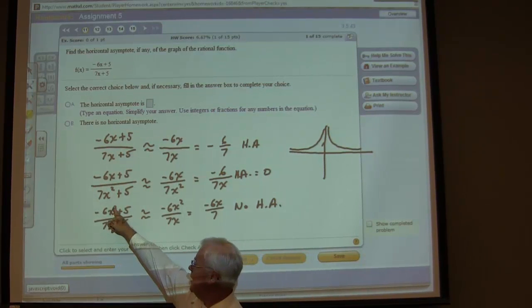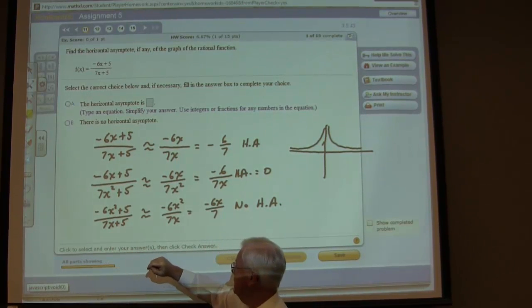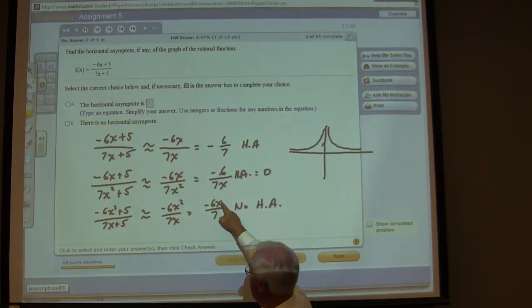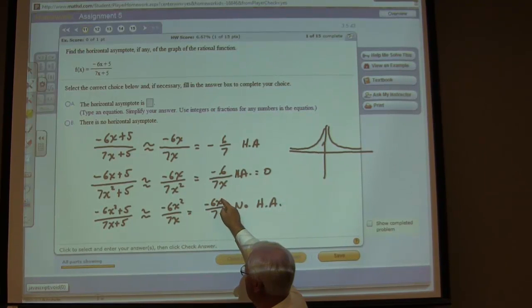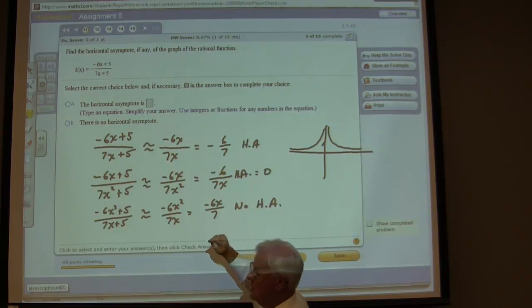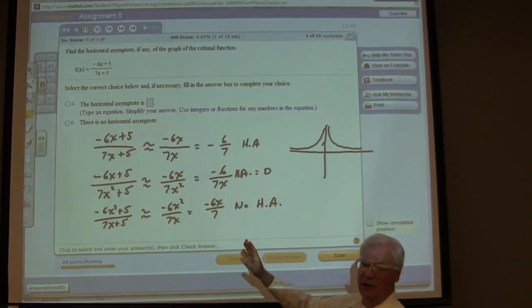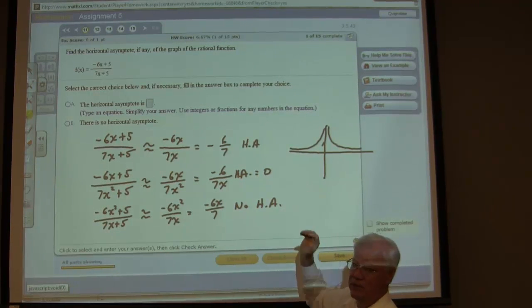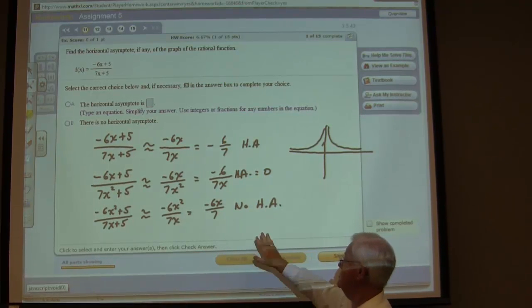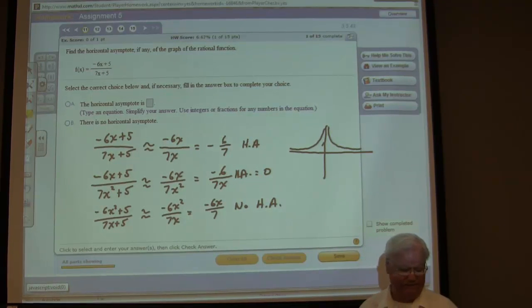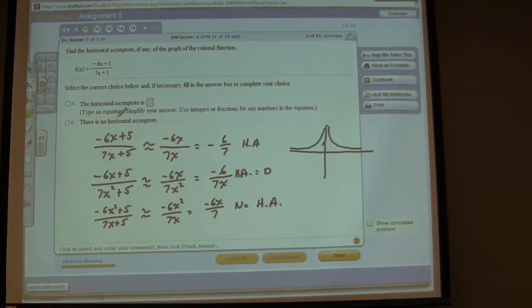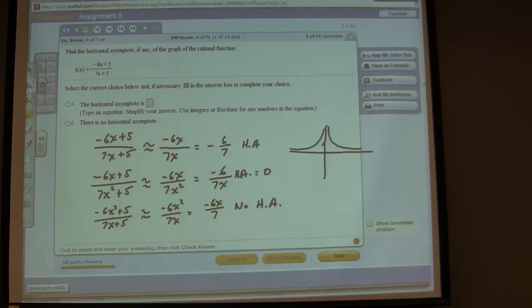If the power on the top is higher than the power on the bottom, then as we simplify it, we end up with a very high number on the top with a fixed number on the bottom. And the bigger this gets, the bigger the whole thing gets, which means we're not approaching anything, we're running away from everything. We're getting bigger and bigger and bigger, faster and faster. So there's no horizontal asymptote. Okay, so what is the case here? Well, they're the same, so the horizontal asymptote should be negative 6/7.